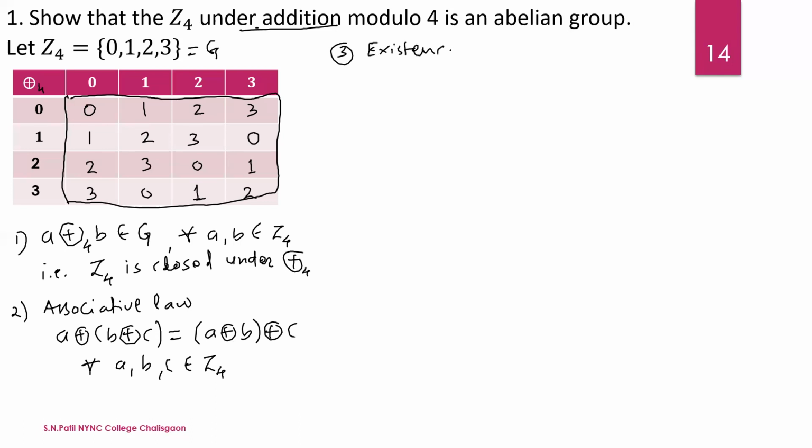Okay. Now next is existence of identity element. From the table, see, what is the definition of existence of identity element? A, the operation is plus. A plus. So here we find the number here such that we get the A as it is.